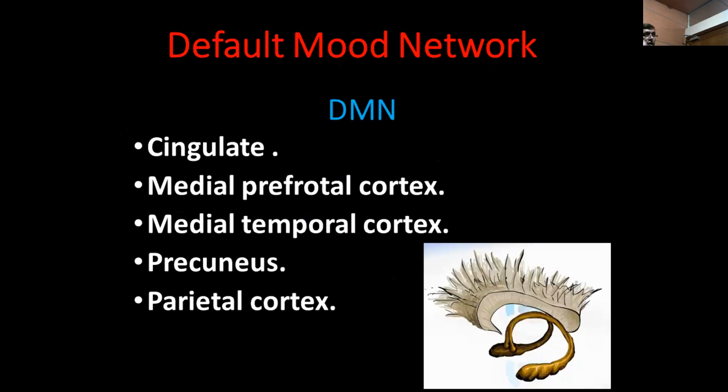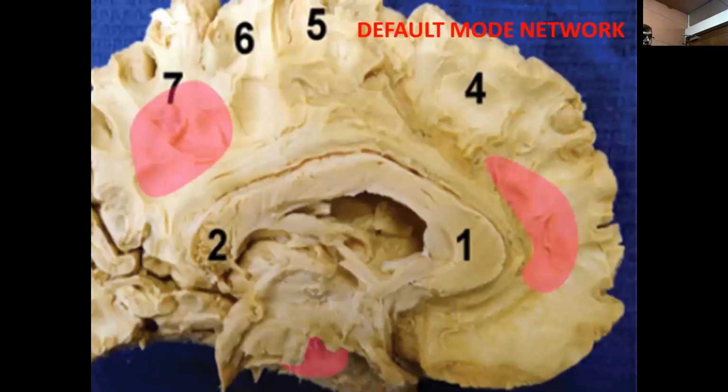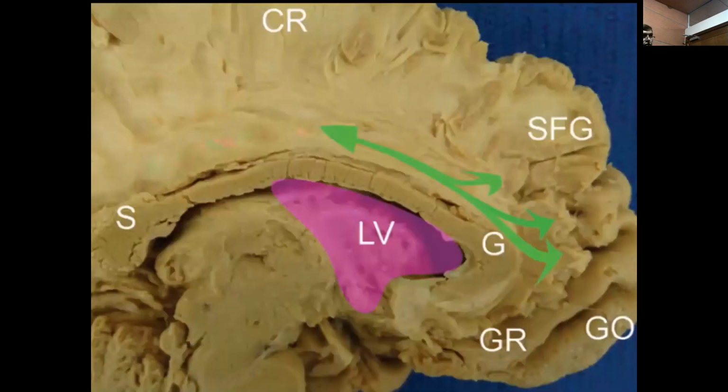And it is made of the cingulate gyrus, which I just mentioned, the medial prefrontal cortex, the medial temporal, the precuneus, and the parietal cortex. So it has wide connections. Again, this is corpus callosum, this is cingulate gyrus or cingulum, and it connects to these areas, the DMN. So from the cingulate gyrus, we go into the superior frontal gyrus, we go into the gyrus rectus and orbital gyrus, and we go backwards to the cuneus and so on. So it connects. That's why it is called resting mode.